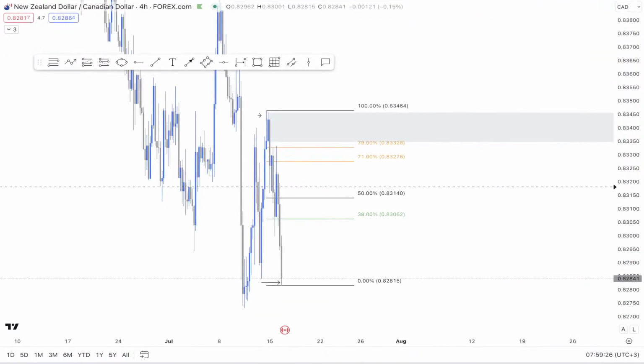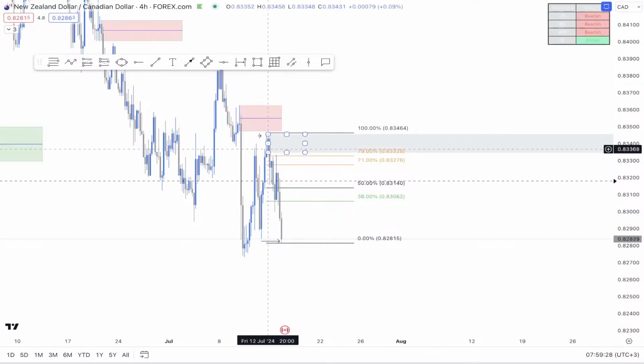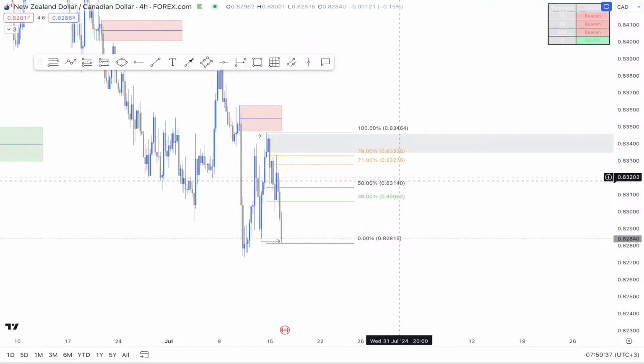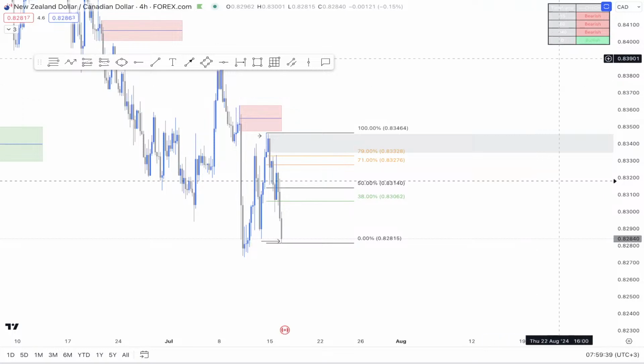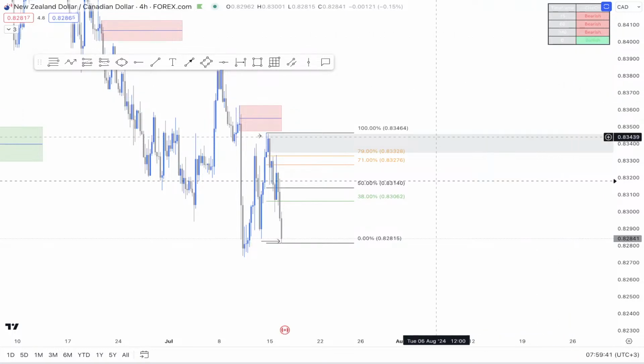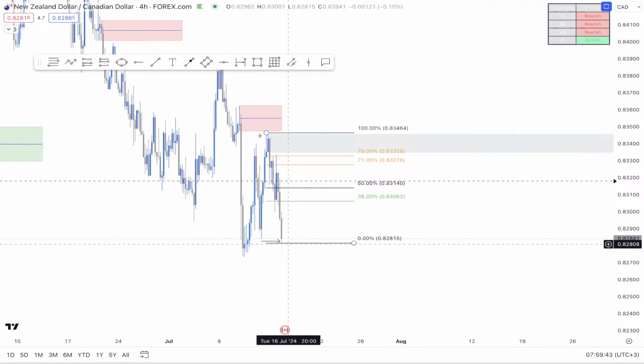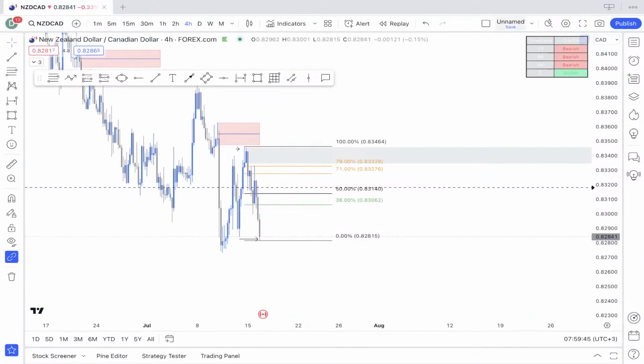On NZD CAD, we have a sweep of liquidity followed by this impulsive move towards the downside that also broke structure right here. We have this unmitigated order block lining up with the premium area of this bearish range. The 4-hour is bearish on the trader graph, and now once again we need to wait for a corrective pullback.